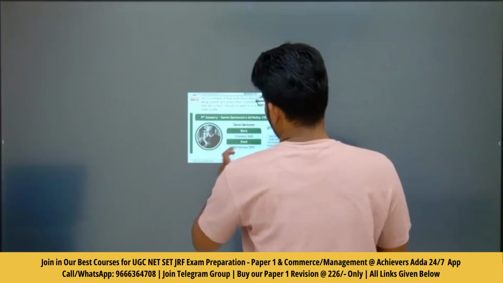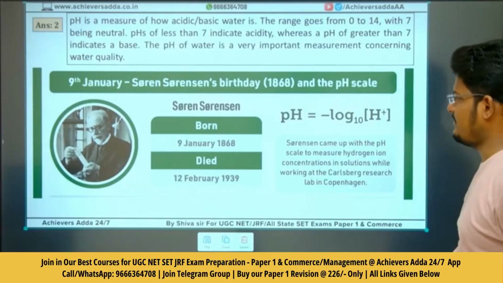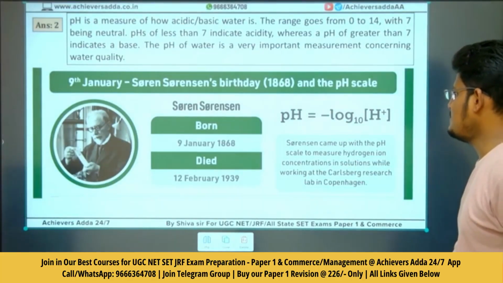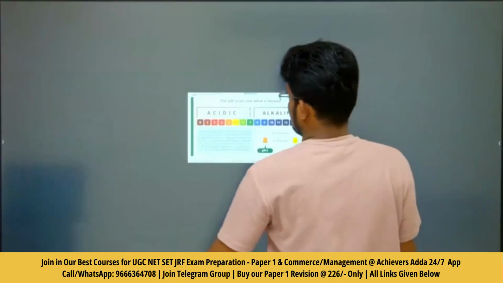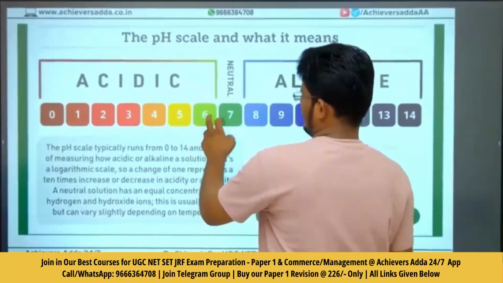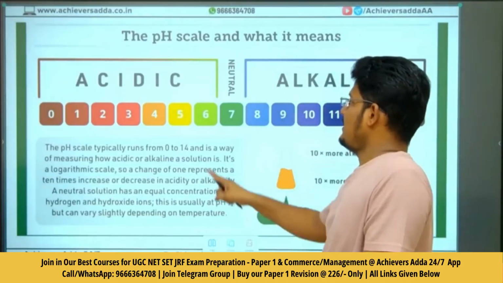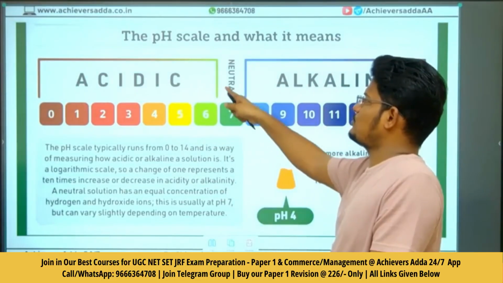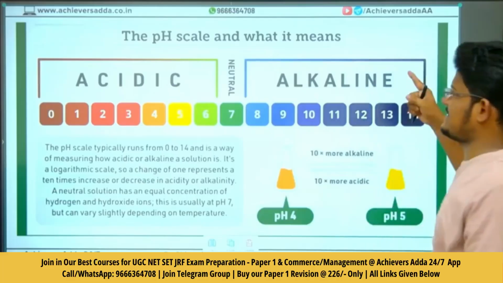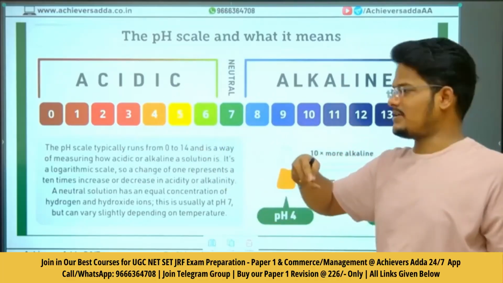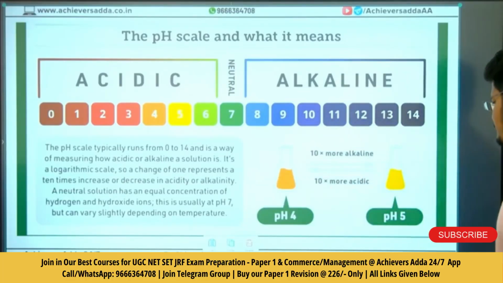Next, Søren Sørensen, in 1909, gave the pH scale, where pH equals negative log 10 of H plus. So he came up with this to identify the quality of water. Neutral water, which is potable and possible to drink, has a pH level between 5 to 7. Generally, neutral water in between 5 to 7 can be used for drinking purposes. The scale goes from 0 to 14. Up to 6, it will be acidic in nature, and from 7 onwards, it will be alkaline in nature. Right?